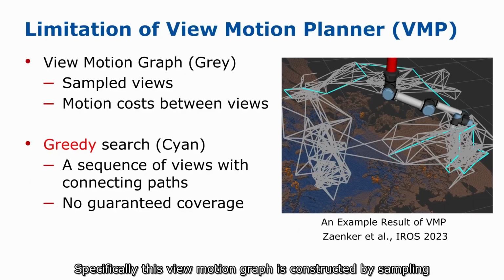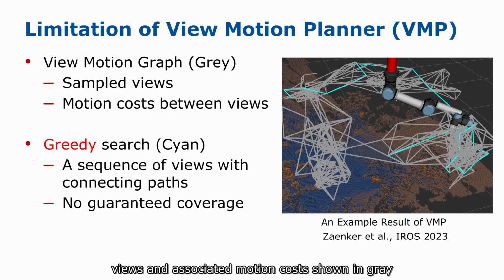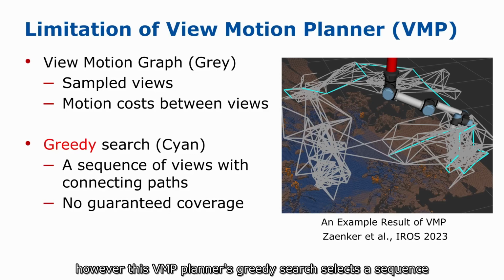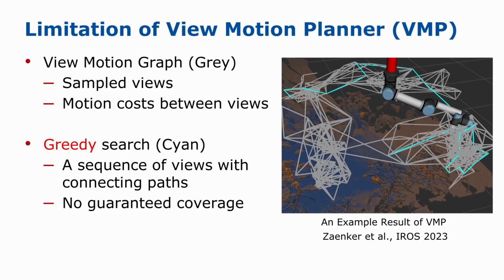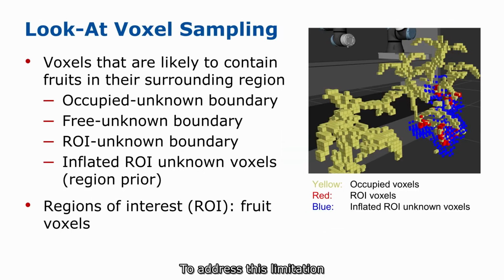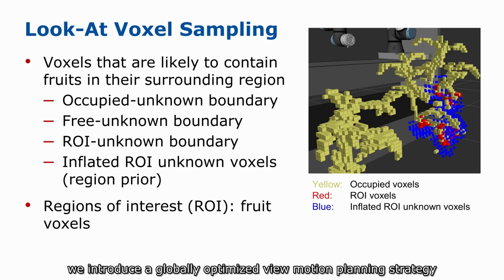Specifically, this view motion graph is constructed by sampling views and associated motion costs, shown in gray. However, this VMP planner's greedy search selects a sequence of views and connecting paths, shown in cyan, without guaranteeing full coverage. To address this limitation, we introduce a globally optimized view motion planning strategy.